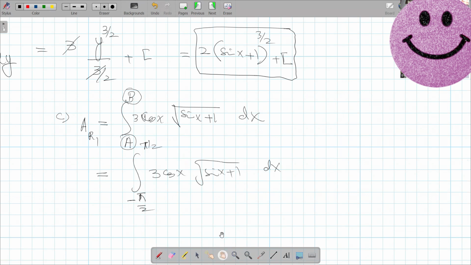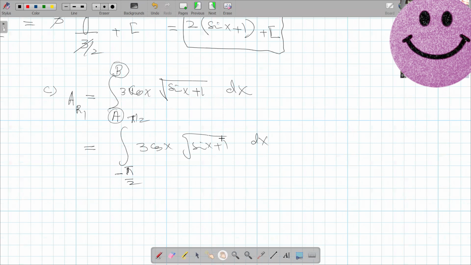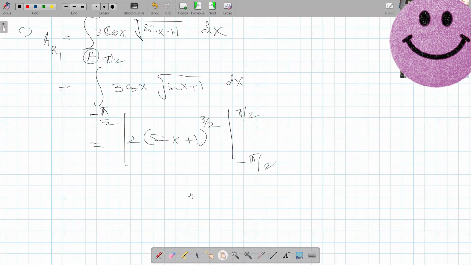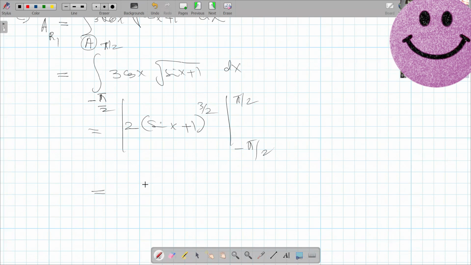Now its antiderivative, we already know, is 2 times (sine x plus 1) raised to the power 3 over 2, and the limits are negative pi by 2 to pi by 2. Now just apply the limits. Let's take 2 outside and apply the upper limit. When we put pi by 2, what is the value of sine pi by 2? It is 1.